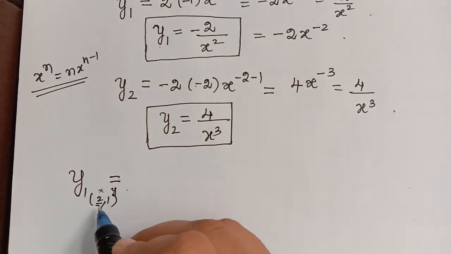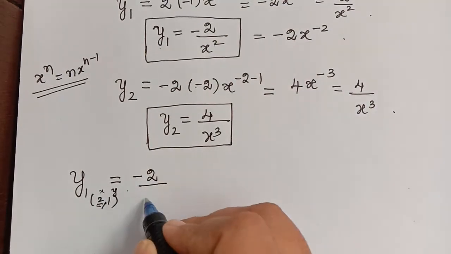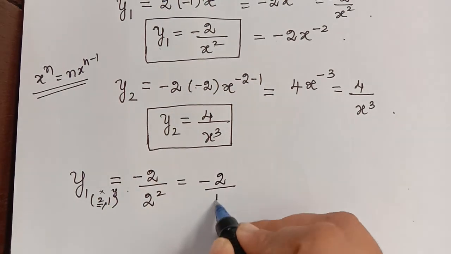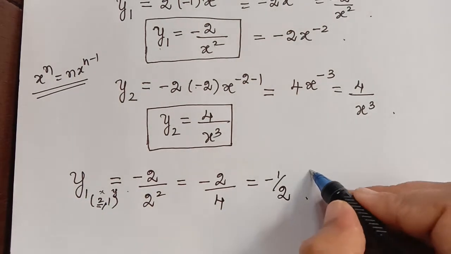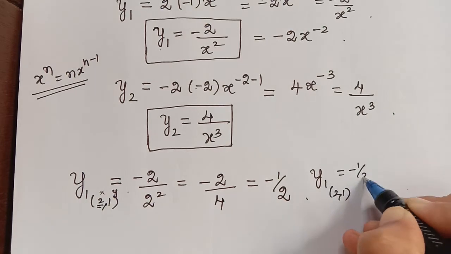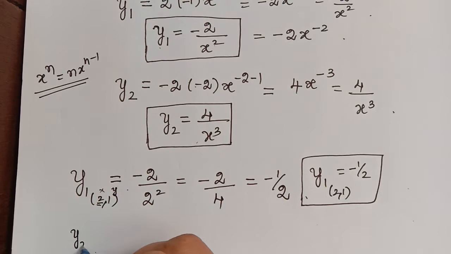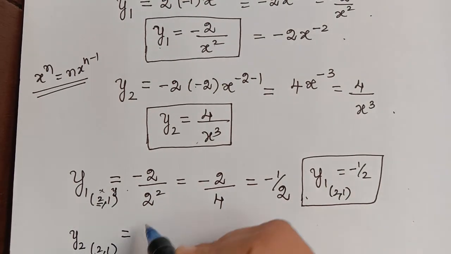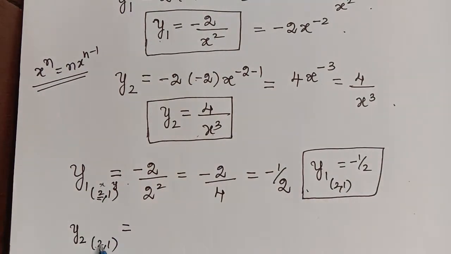Therefore y1 at the point (2, 1) will be minus 2 divided by 2 square, which is minus 2 divided by 4, which is equal to minus 1 by 2. So y1 at the point (2, 1) is equal to minus 1 by 2. Similarly we have to find y2. y2 at the point (2, 1) is, here we have 4 by x cube, so in the place of x we have to substitute 2.